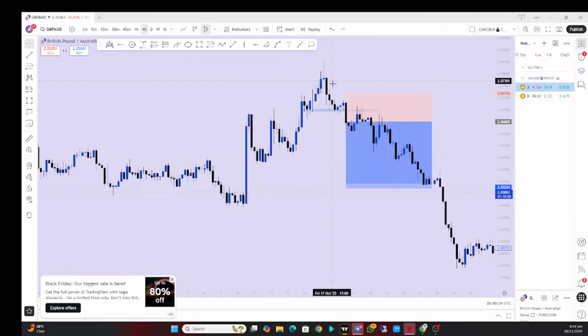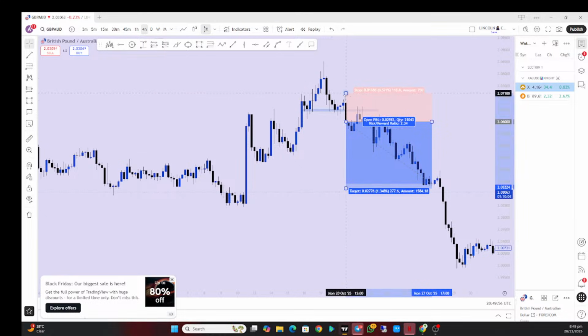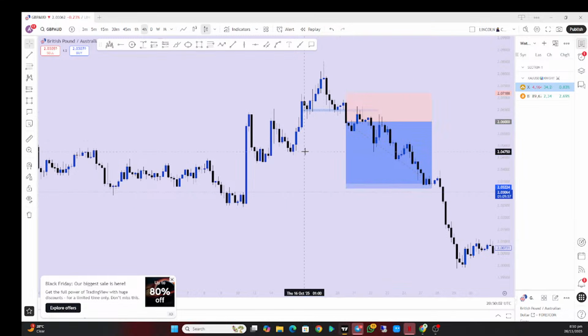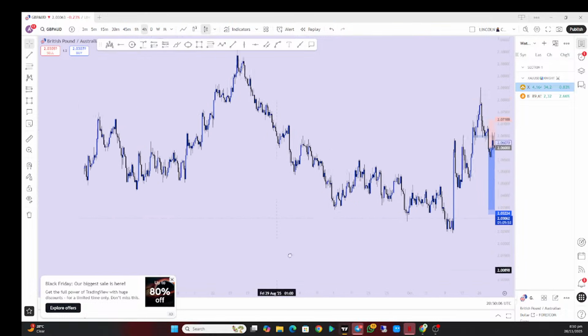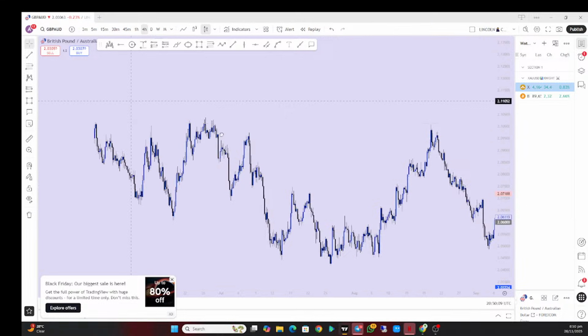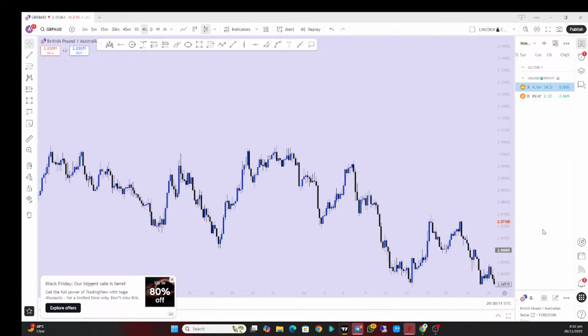When you put your stop loss above the right shoulder, whatever is happening within here, you don't really have to care about it. Let price do whatever it has to do. Eventually, it's going to hit your take profit. That is it. Let's try to get a couple more examples.